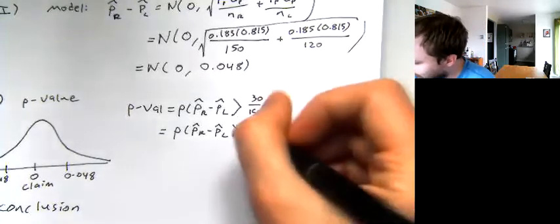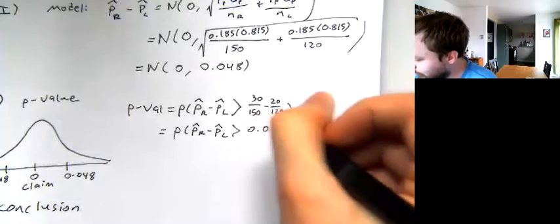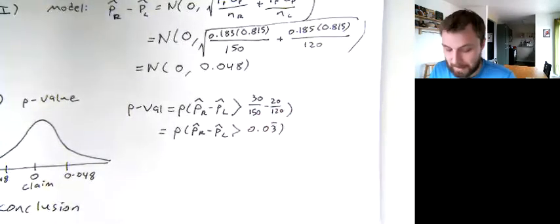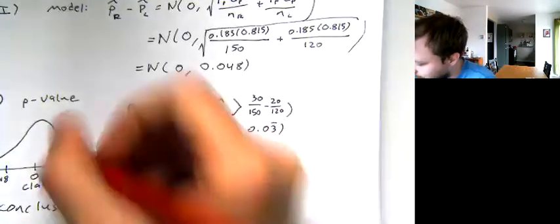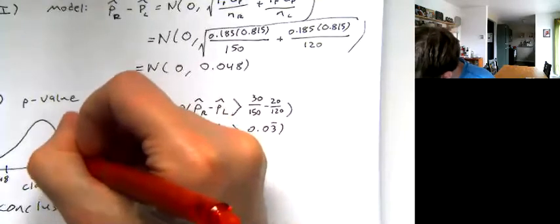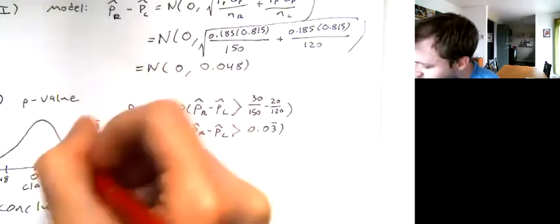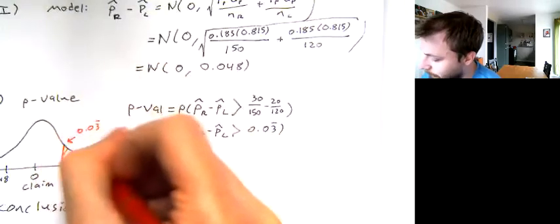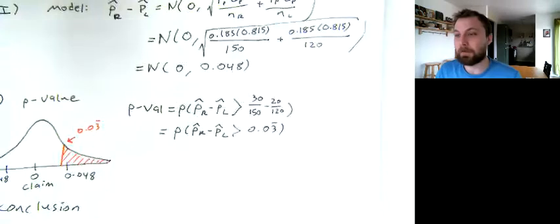So when I do this, I get 0.033 repeating for that number. So my sample difference is here. It's within 1 standard deviation. So when I shade this thing in, this is a sizable amount of the curve. I'm going to have a pretty large p-value.